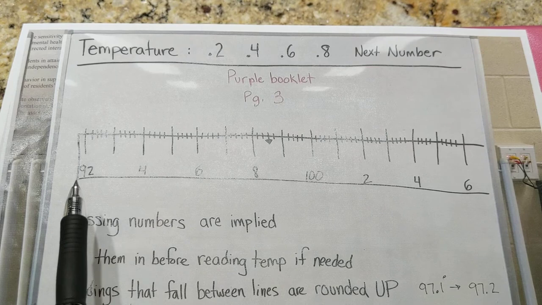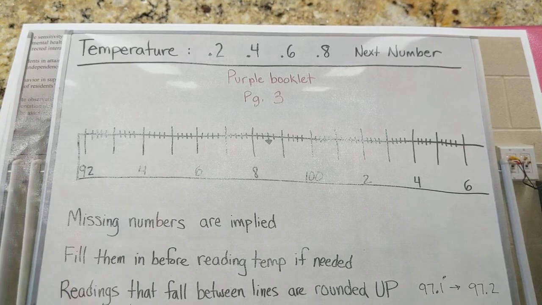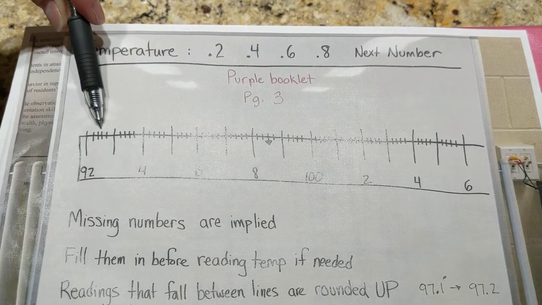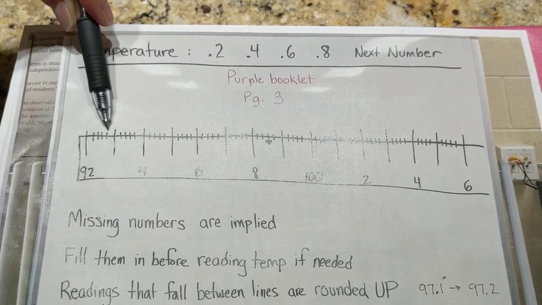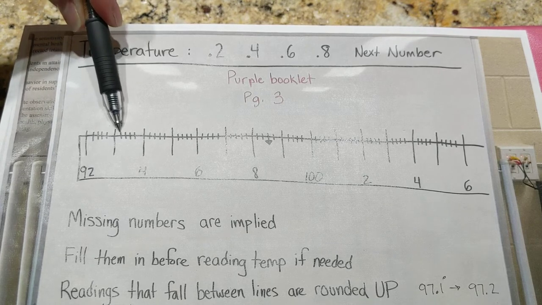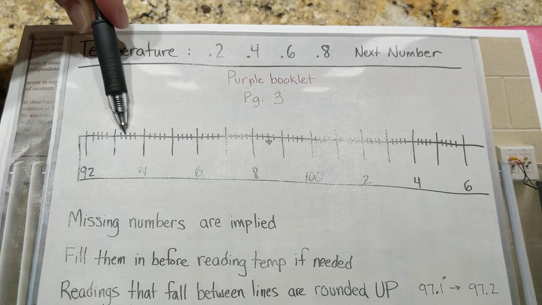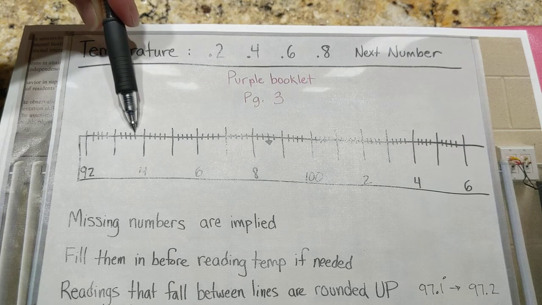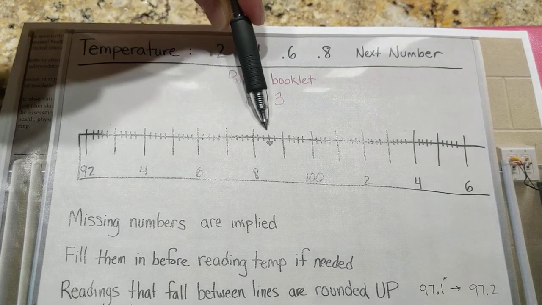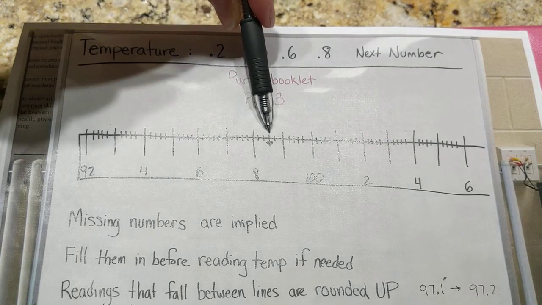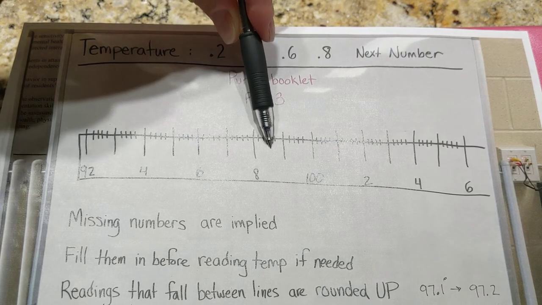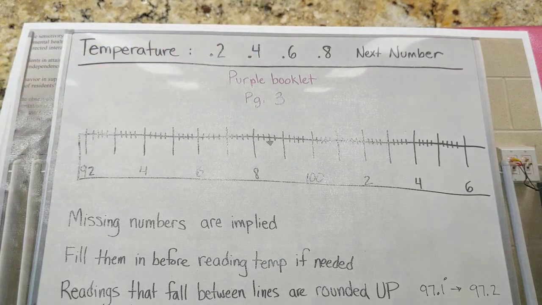That's what these are in between. So here we've got 92, and then 92.2, 92.4, 92.6, 92.8, and then the next number, which is 93. Then we have 93.2, 93.4, 93.6, 93.8, and then the next number, which is 94. Notice that the normal temperature is right here, and it's 98.6.